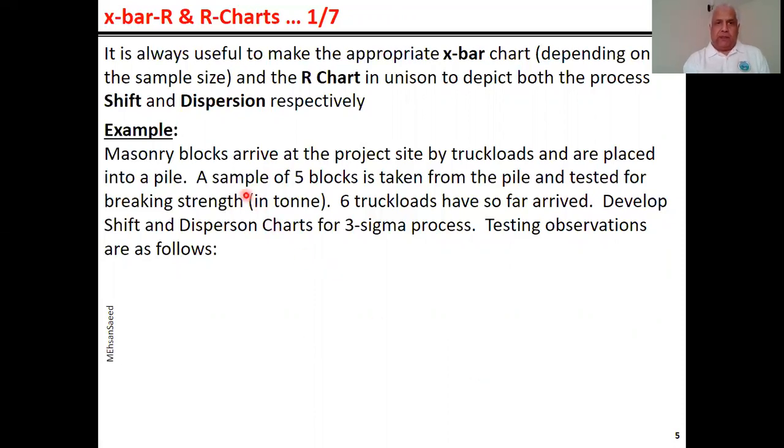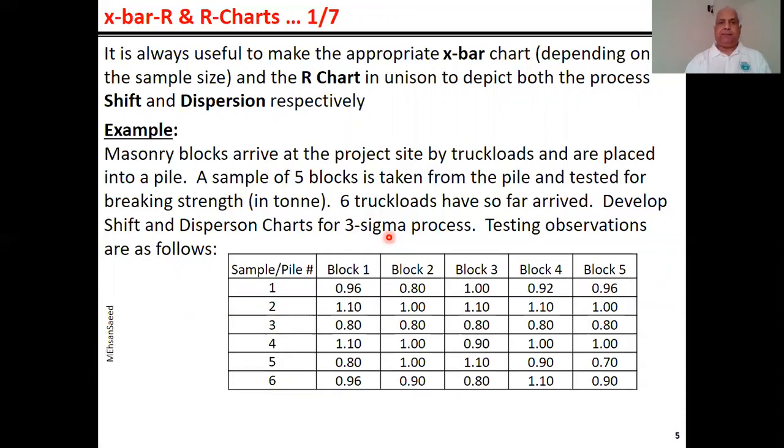2 points. One, it says a sample of 5 blocks. That means the sample size is 5, or small n is equal to 5. Then it says 6 truckloads or 6 piles, which essentially means that there are 6 samples. It says 3 sigma process, but even if it is not mentioned, then it is understood that it is a 3 sigma process, because we know that 99.7% of the results or data lie within 3 standard deviations, therefore 3 sigma.